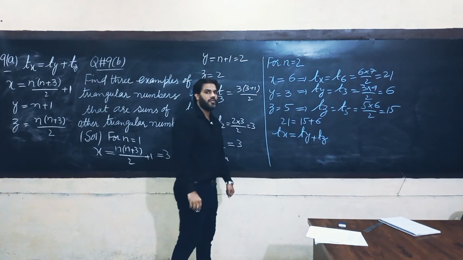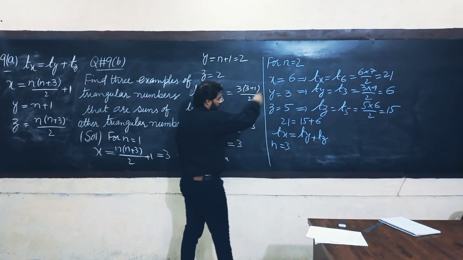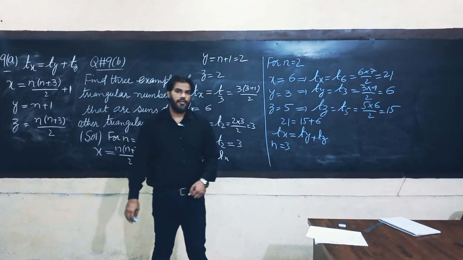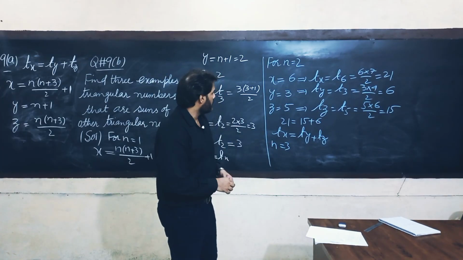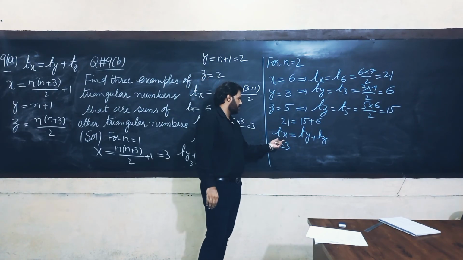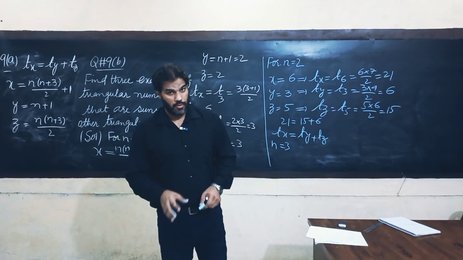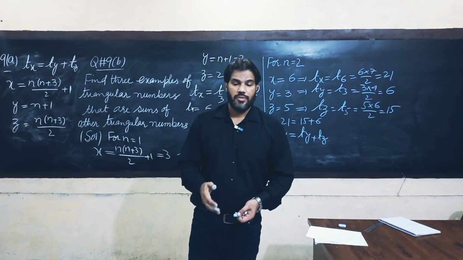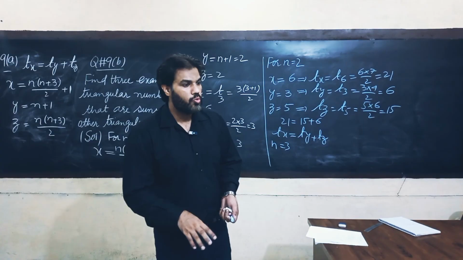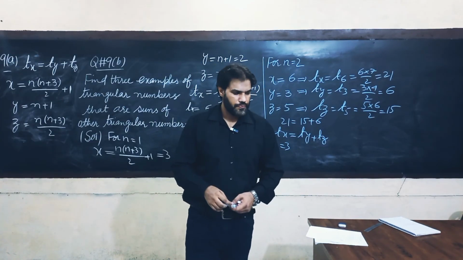That is, Tx is equal to Ty plus Tz. Similarly, you can find the third example also. For n is equal to 3, you can again find the values of x, y, z, and you will find that this identity holds. So you can find an infinite number of triangular pairs such that the sum of the two triangular numbers is again a third triangular number.